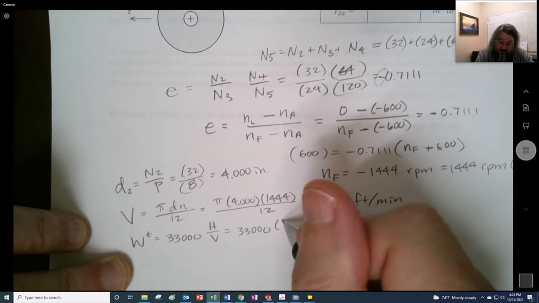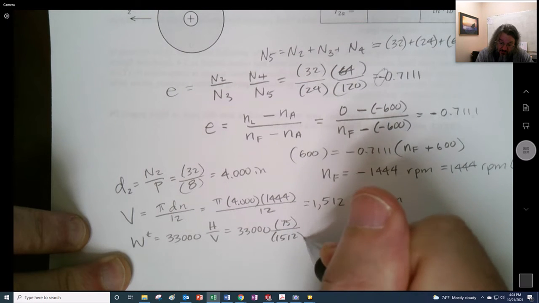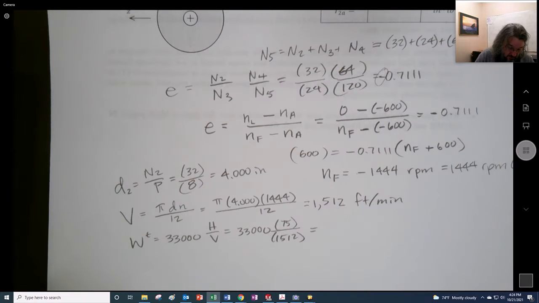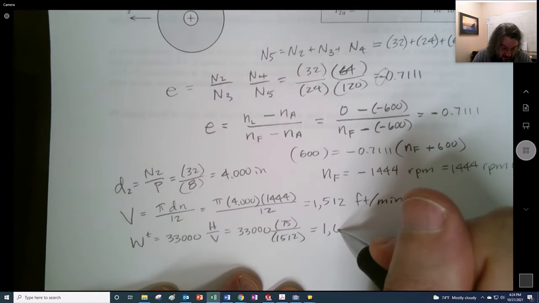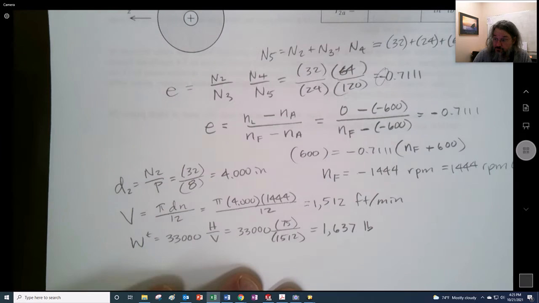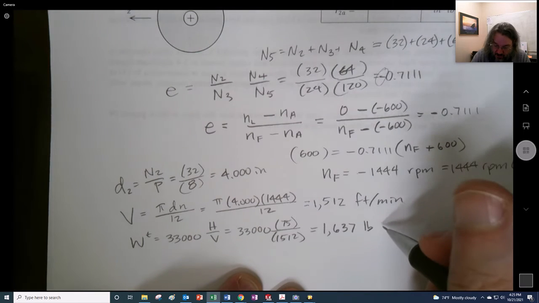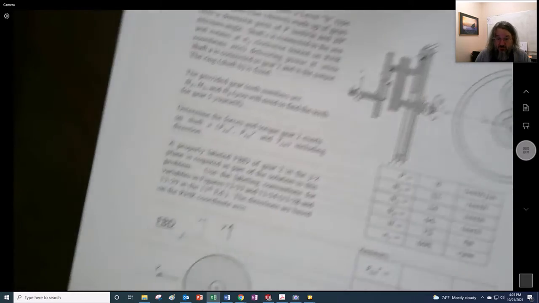And the power is 75. Pitch line velocity is 1512. So we get that this force is 1,637 pounds. And now we want to place. Looking at this arrangement right here.